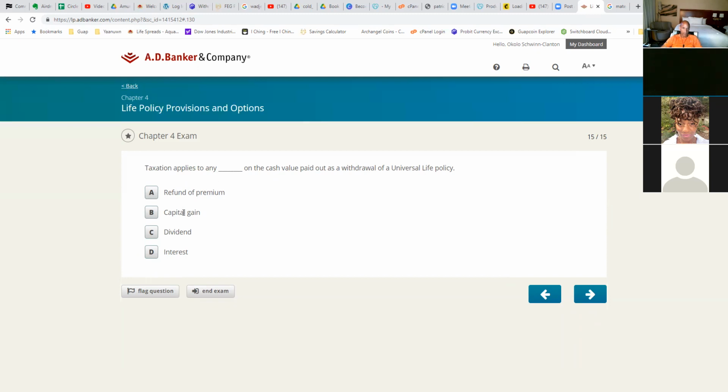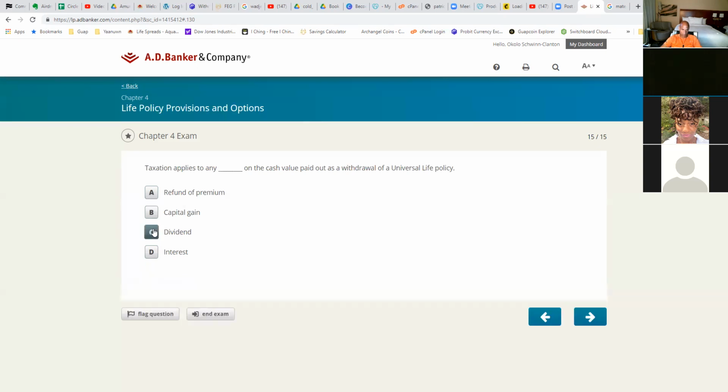Refund of premium, no. Capital gain, maybe. Dividend, no. Dividends are refunds of premium and they don't, and interest. I believe it's, what do you guys think it is? I think I know what it is. I think it's D. I think interest is taxable. Capital gains are not, I don't believe, in life insurance. It's one of the advantages of life insurance that it can grow tax-free. You can access it income tax-free, and then you can pass it on to the next generation income tax-free.